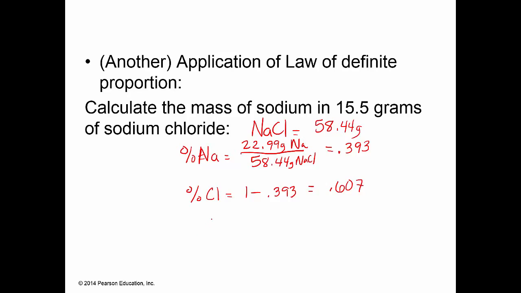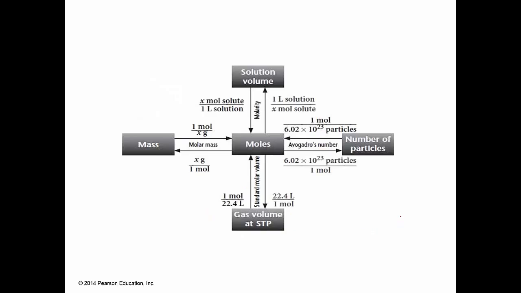If I have 15.5 grams, you know that only 0.393, or 39.3%, of it is sodium, so just take 0.393 of your 15.5. That tells you 6.09 grams is actually sodium out of that 15.5 grams. And that's again the law of definite proportions. I don't care where I get that sodium chloride from, you know it's always going to be in that ratio. So you know that 39.3% is always going to be sodium.